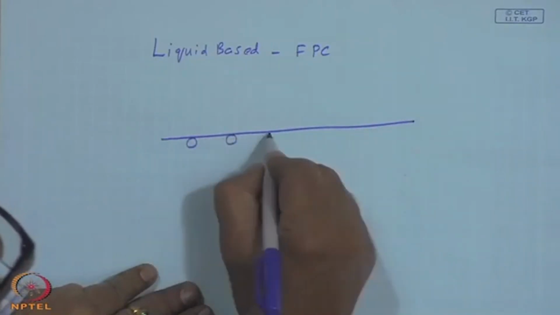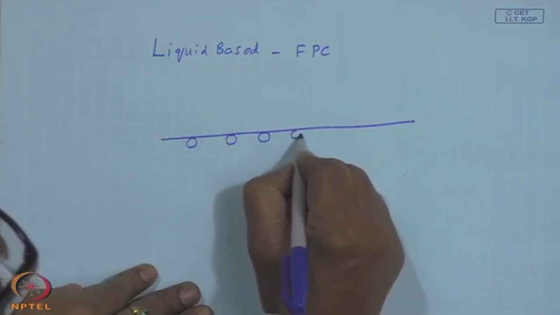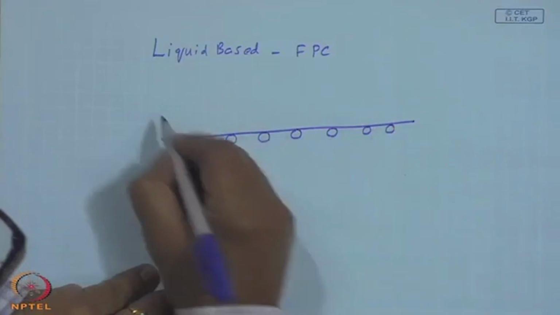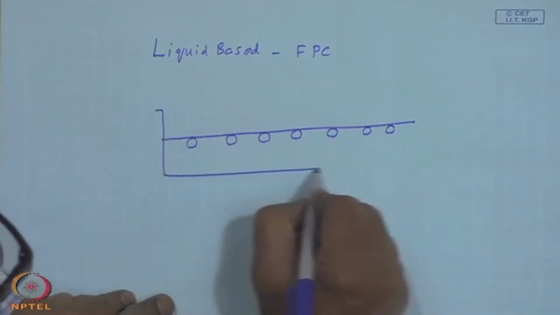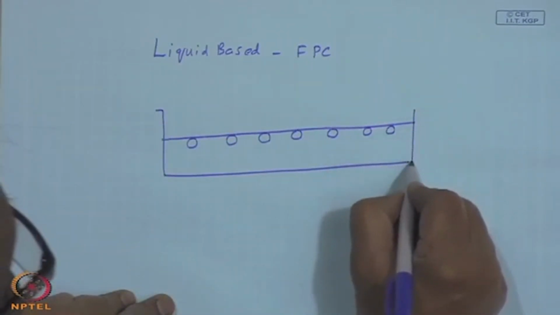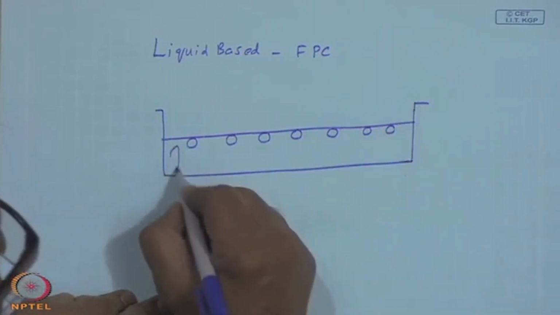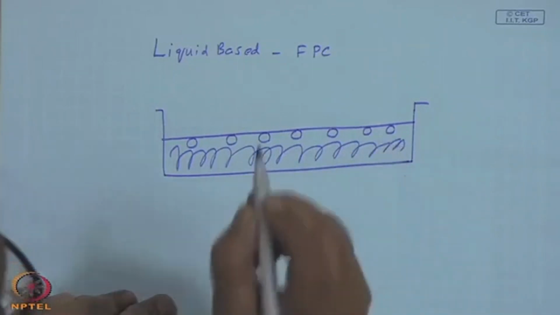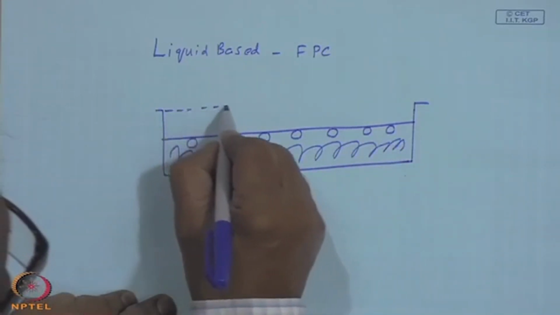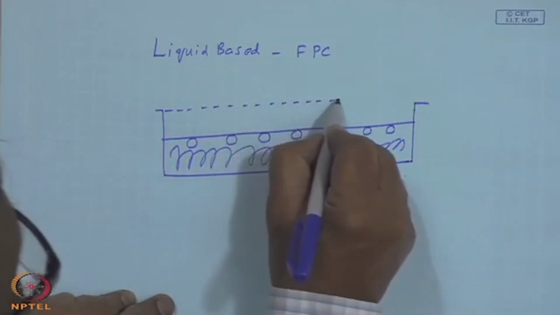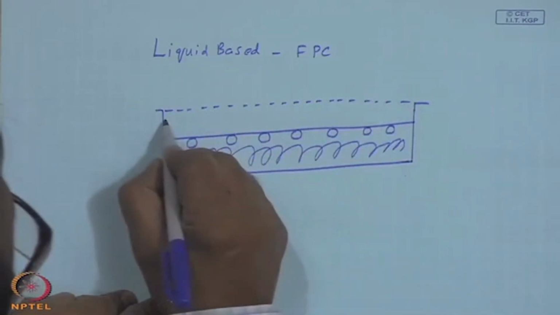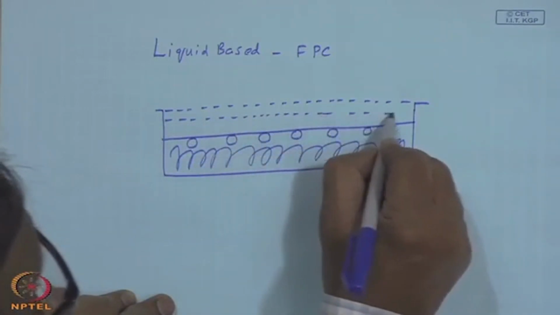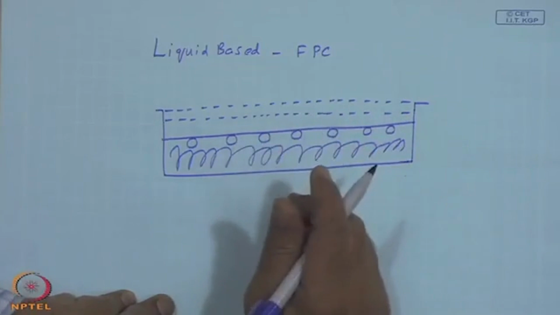tubes as shown here. They can be soldered or welded to the bottom of the absorbing plate, and this is housed in a box, and the bottom is insulated so that the bottom conduction losses are minimized, and top will have one or two, at times though rarely, 3 glass covers, so that convective and radiative losses are minimized.